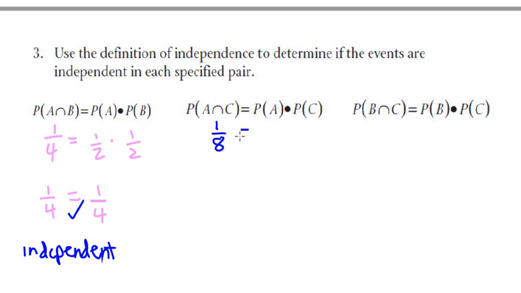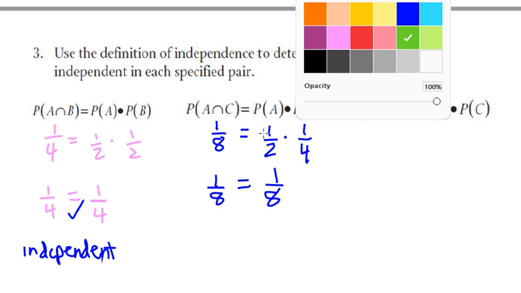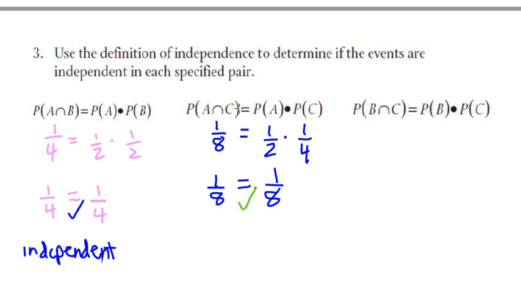So I want to know if that's equal to the probability of A, which is 1/2 multiplied by the probability of C, which is 1/4. So that would be 1/8 is equal to 1/8. So that means that these are indeed independent events again. All right. And then the last one here is B and C.